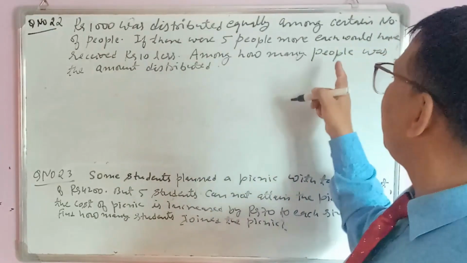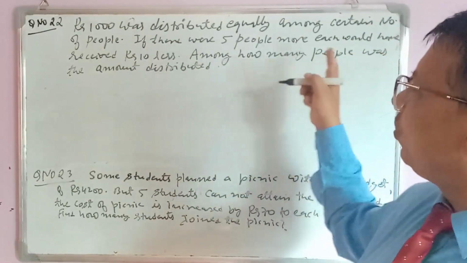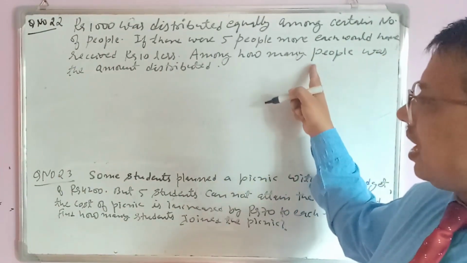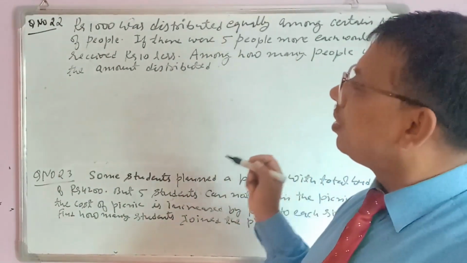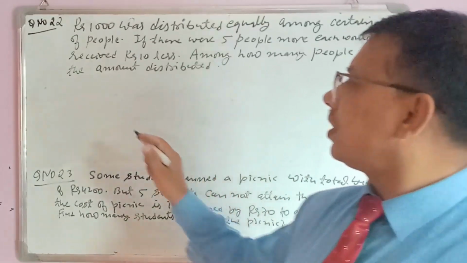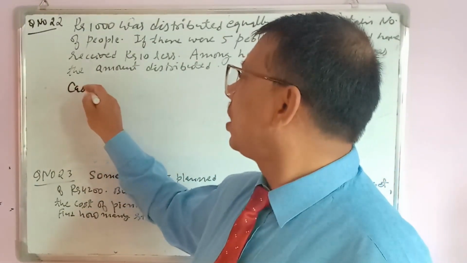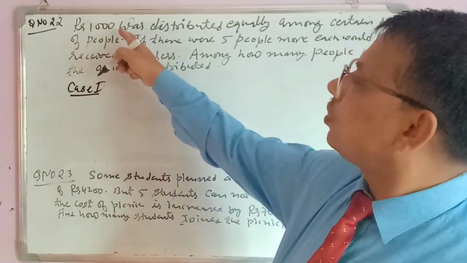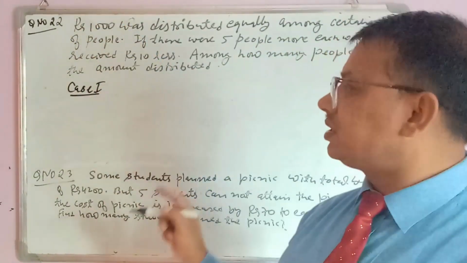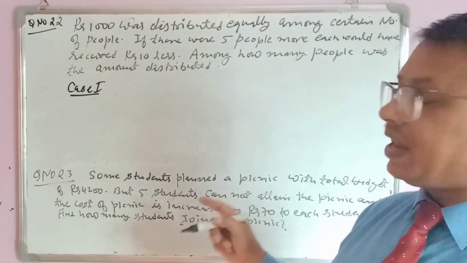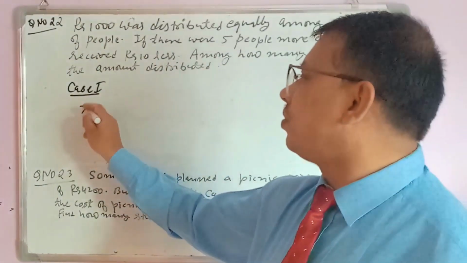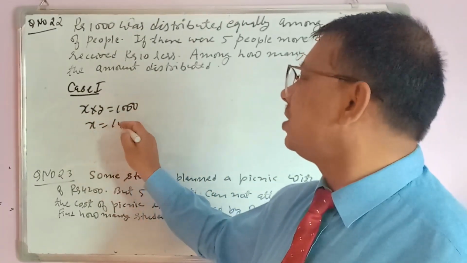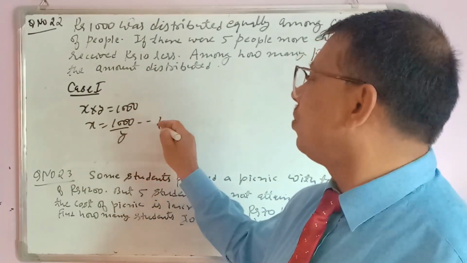Let the number of people be x, and each person gets rupees y. Therefore, case 1: the total sum distributed is 1000 rupees, meaning number of people x, and each person gets y, so x into y equals 1000. x equals 1000 by y, equation 1.